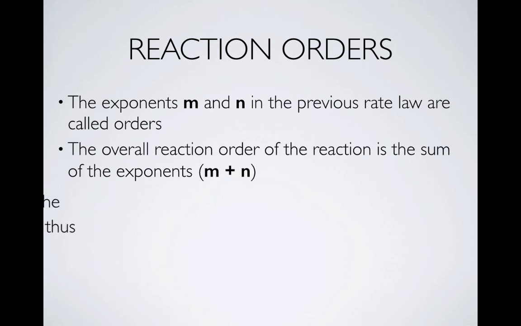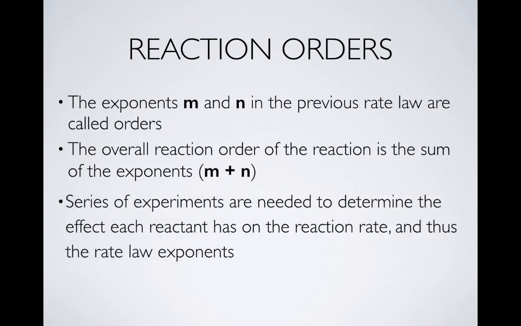Now again, we have that m and n, and they were not part of the overall balanced equation. What we have to do is a series of experiments to determine what effect each reactant has on the reaction rate. Once we do that, we can find what the exponents are for that rate law. And so these experiments have a related name. They are called rate law experiments.